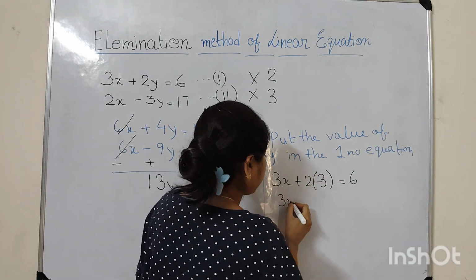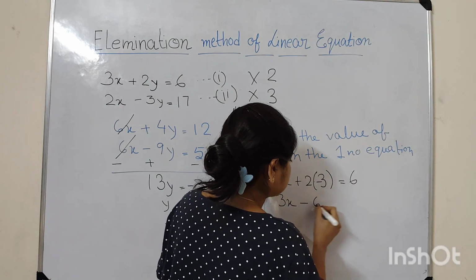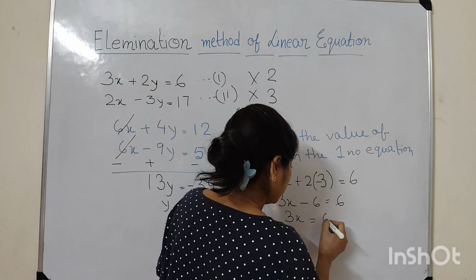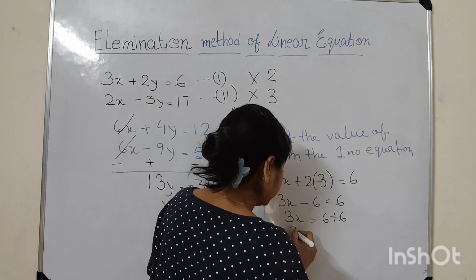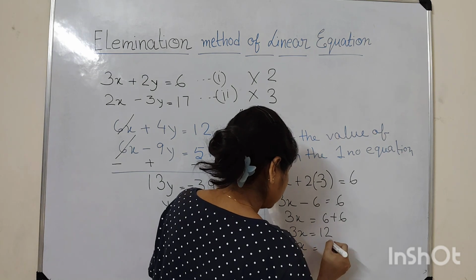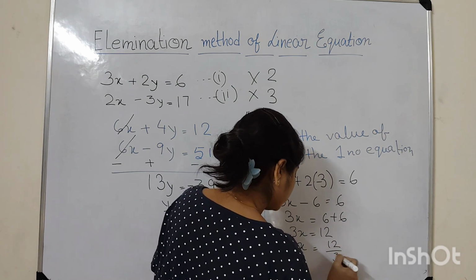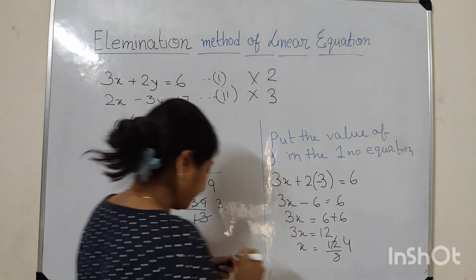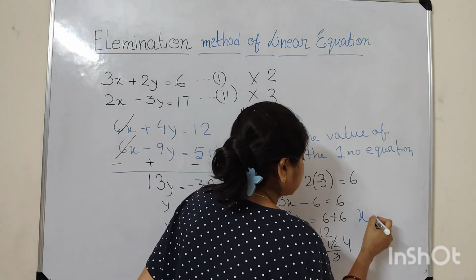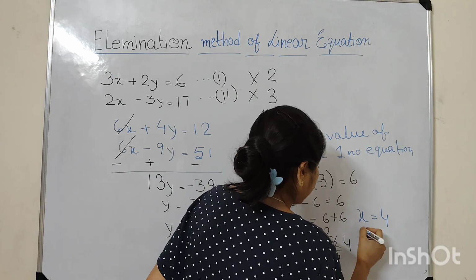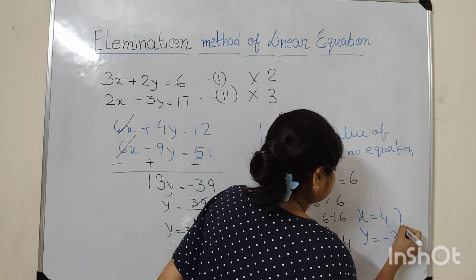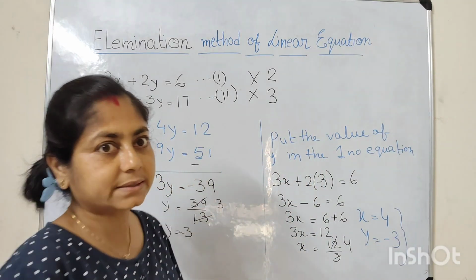Then 3x minus 6, 3x is equal to 6 plus 6, 3x is equal to 12. x is equal to 12 by 3 is equal to 4. Okay. Then what's our answer? Our answer: x is equal to 4 and y is equal to minus 3. Okay. Is it clear?